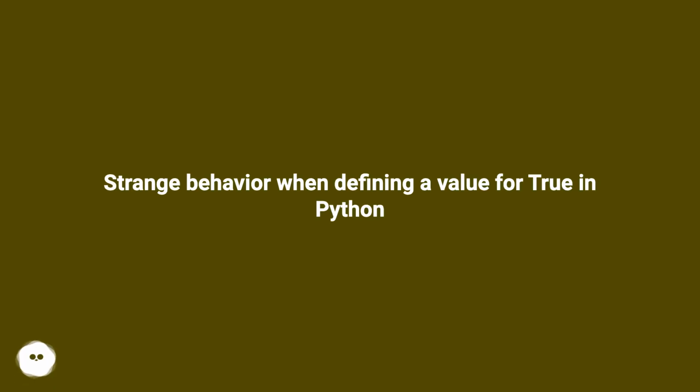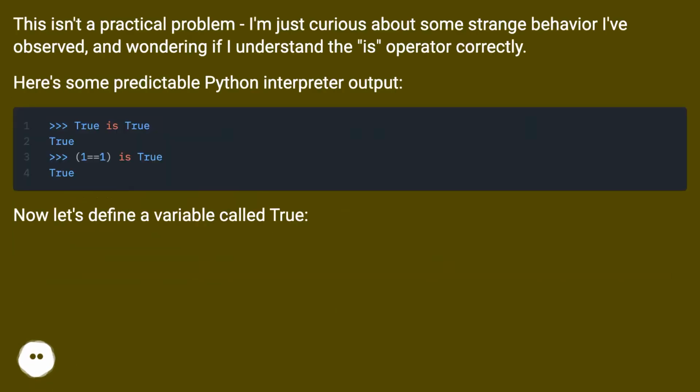Strange behavior when defining a value for true in Python. This isn't a practical problem, I'm just curious about some strange behavior I've observed, and wondering if I understand the is operator correctly. Here's some predictable Python interpreter output. Now let's define a variable called true.